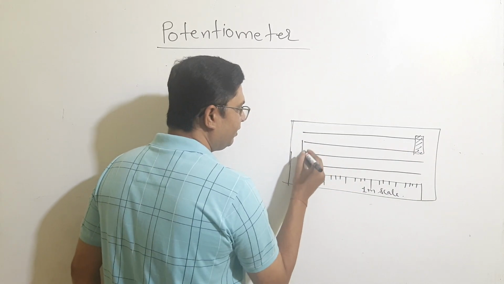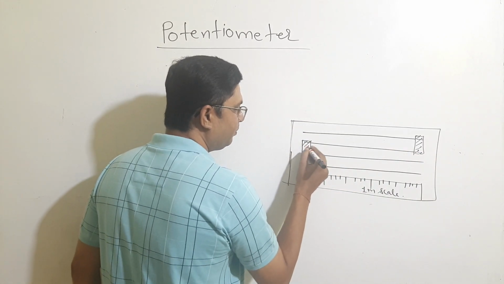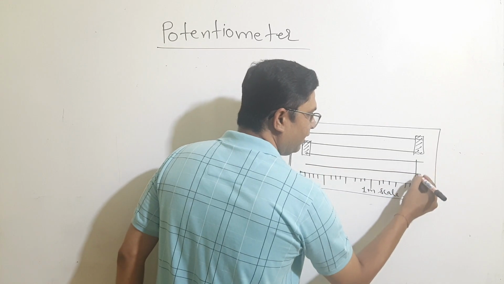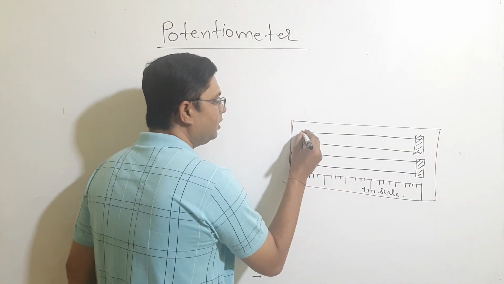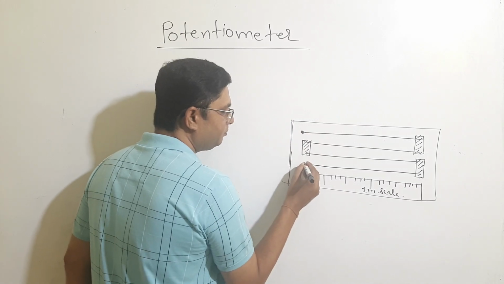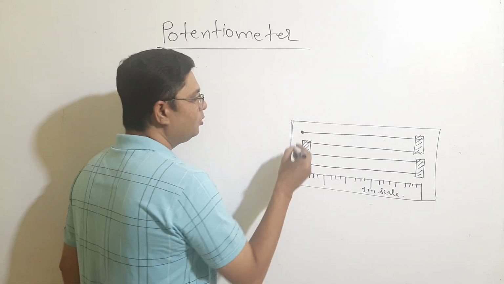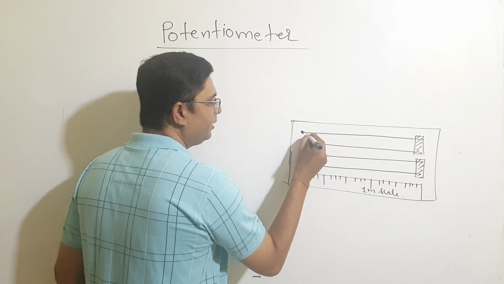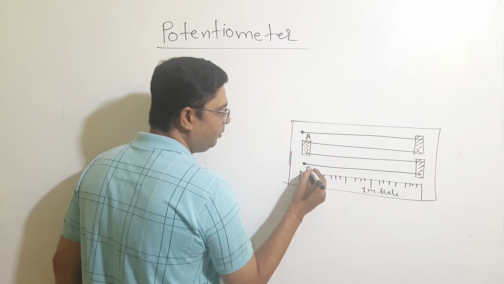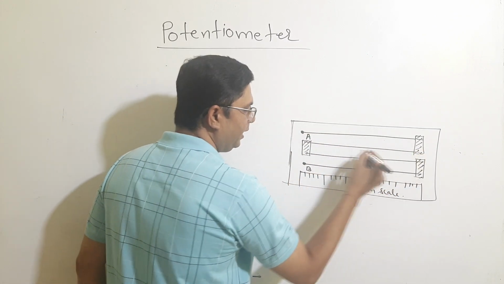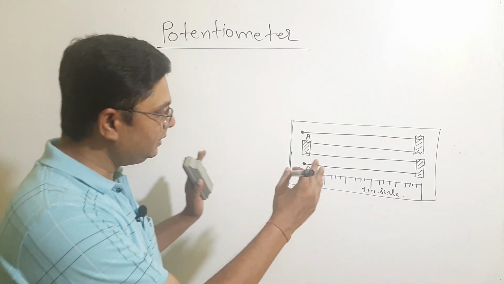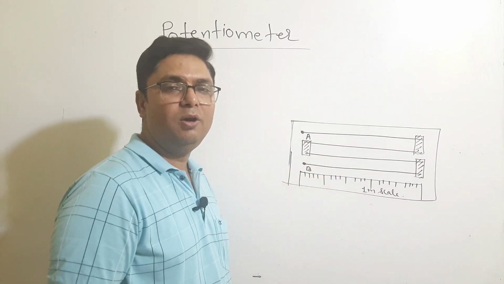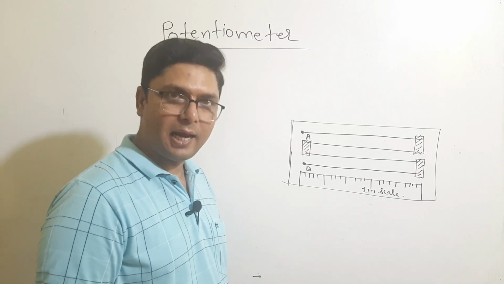Here we have given one connection of copper strip, then another connection, and another connection. This is a connecting point. This point is called A and this point is called B. So A to B is a 4 meter wire. This is the potentiometer which you will get in your physics lab.